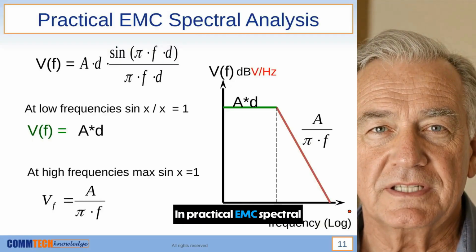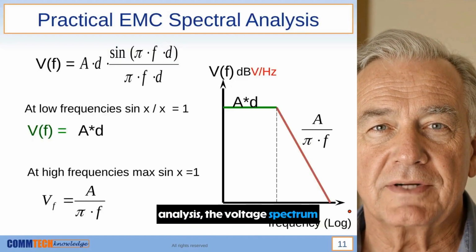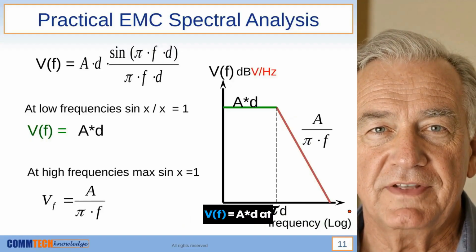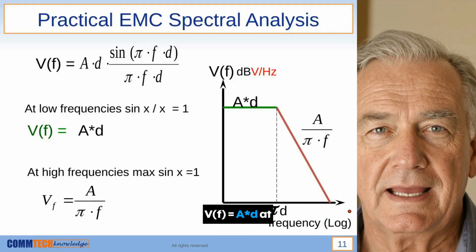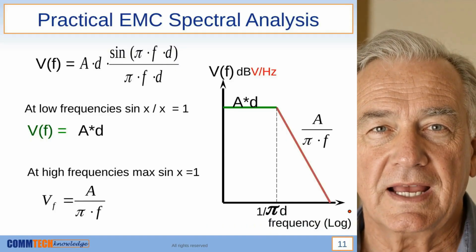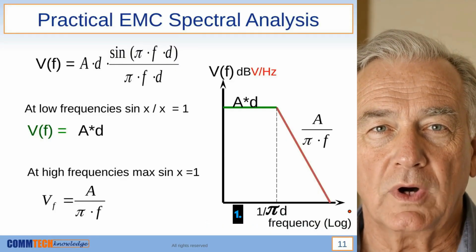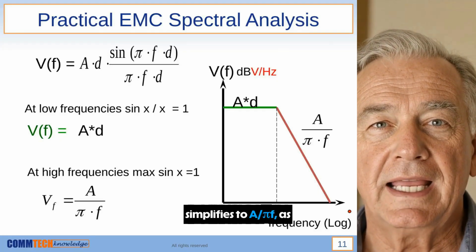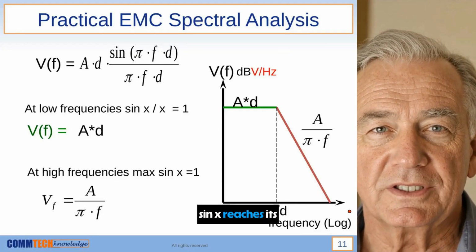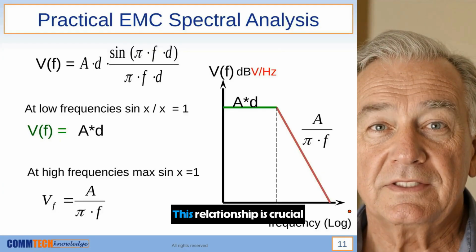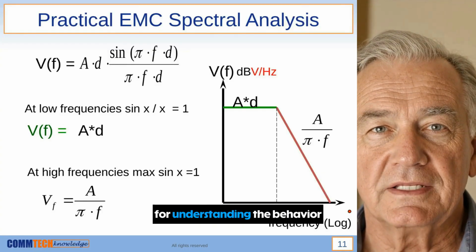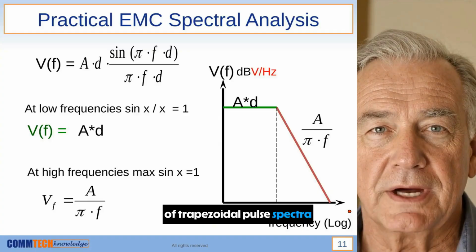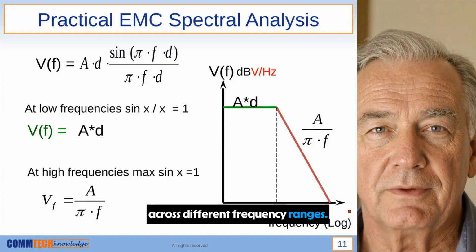In practical EMC spectral analysis, the voltage spectrum V(f) is approximately A·d at low frequencies, where sin x / x equals 1. At high frequencies, V(f) simplifies to A/(πf) as sin x reaches its maximum of 1. This relationship is crucial for understanding the behavior of trapezoidal pulse spectra across different frequency ranges.